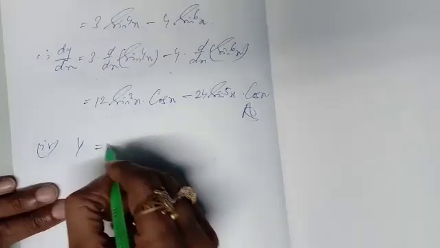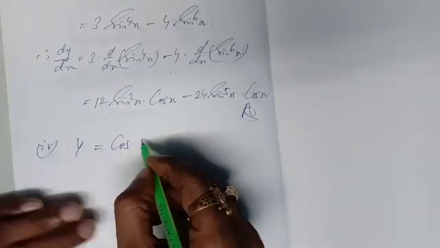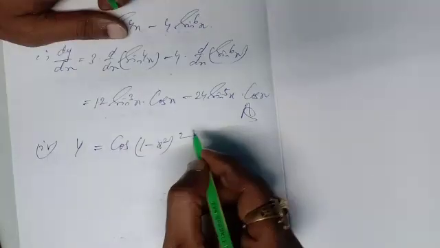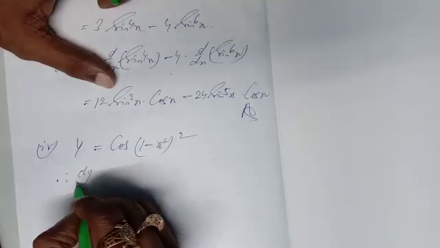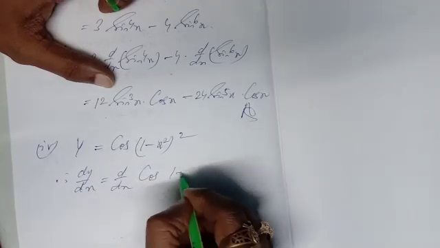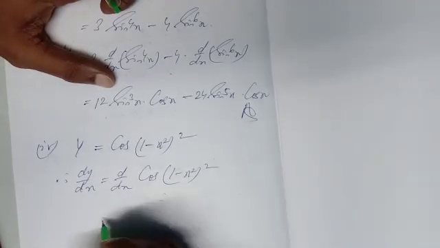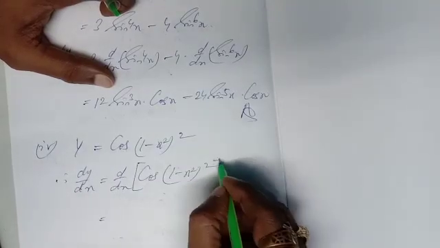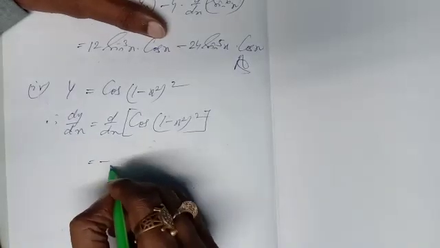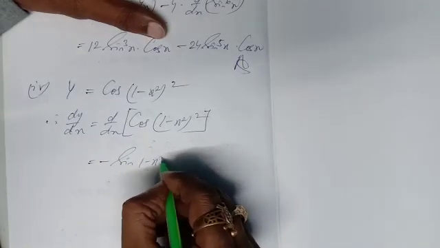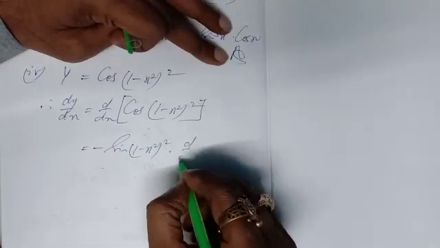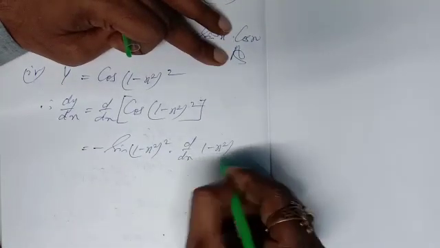Next I am going to the fourth part. See the fourth part question given. y is equal to cos of (1 minus x square) whole square. So what is the derivative of y with respect to x? dy/dx of cos of (1 minus x square) whole square. The derivative of cos x is minus sin x. That means minus sin of (1 minus x square) whole square. Again the derivative of (1 minus x square) whole square.